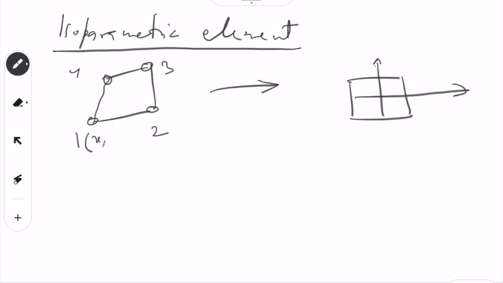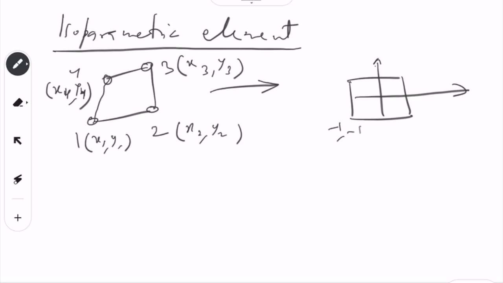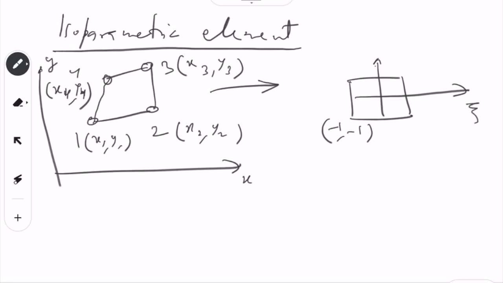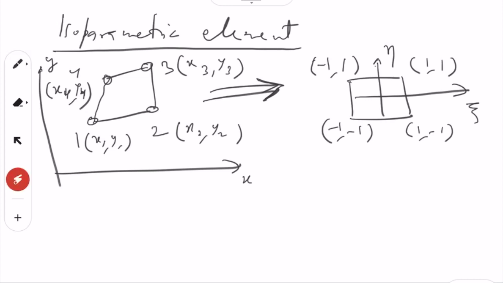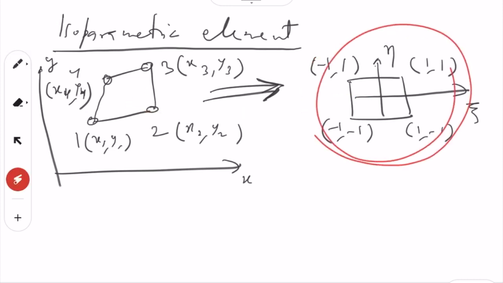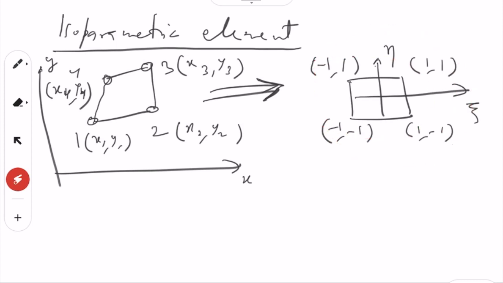Here, if it was x1 y1, x2 y2, x3 y3, x4 y4, this will convert into -1 -1. Here we had the x, y coordinate system, and here we will have the xi and eta system, with the corners 1 -1, 1 1 and then -1 1. Okay. So, we are going to map from here to here and do all the calculations in this mapped system. That makes life easier.